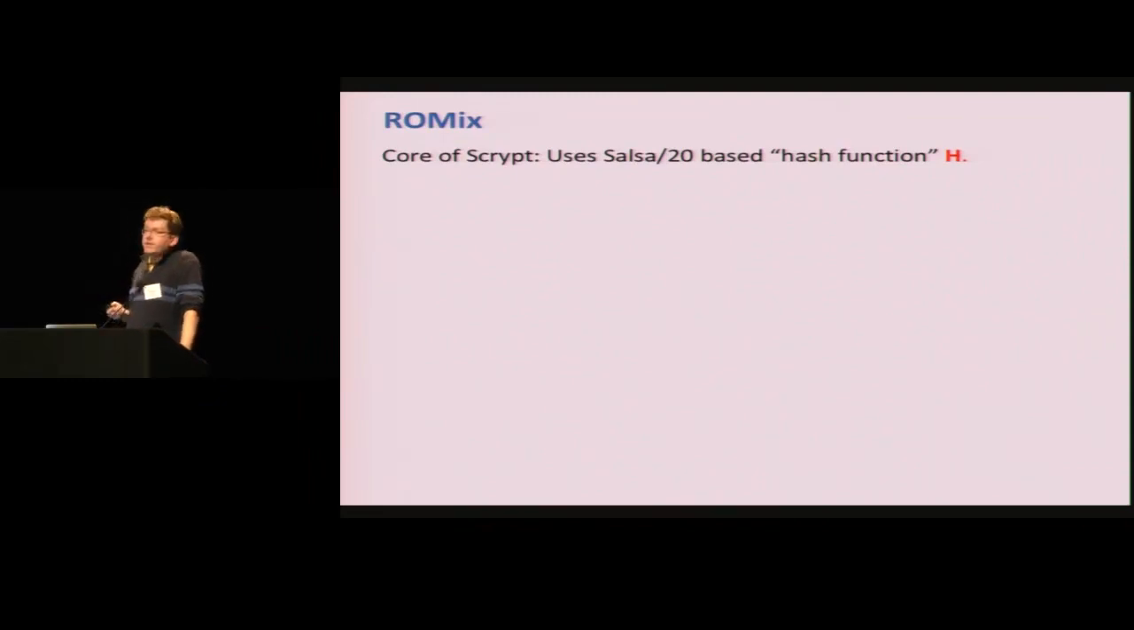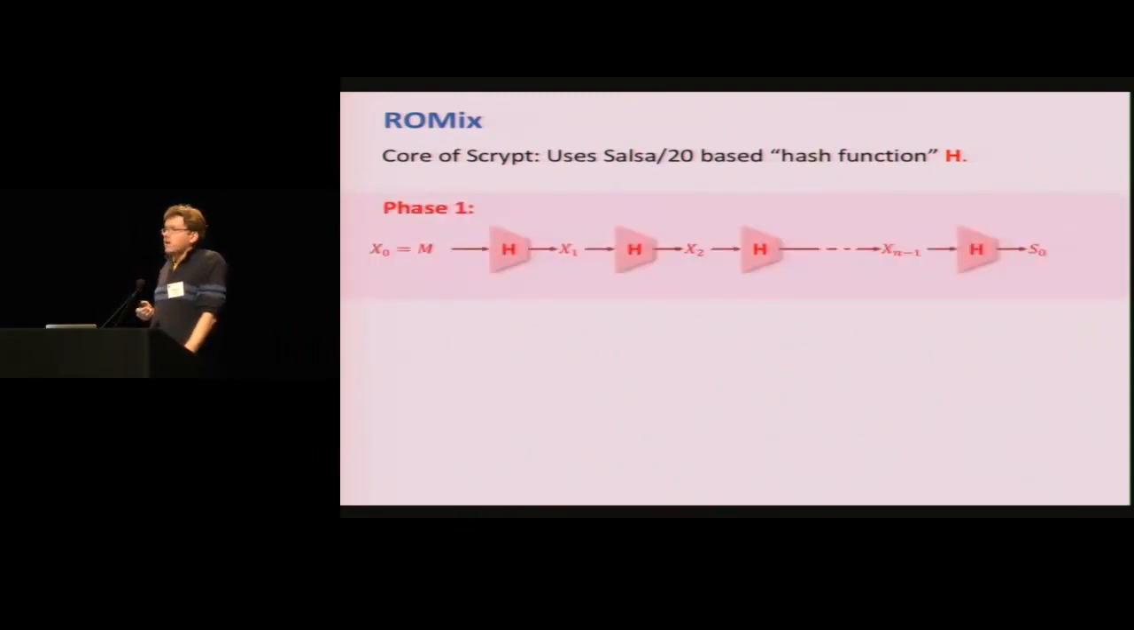And the structure is very simple. It starts with a simple iteration of the hash function H. So you have an input, m. It's going to become your first state, x0. Then you iterate the hash function to get n values, x0 up to x(n-1). And then you apply the hash function once more to get what is the initial state of the second stage.